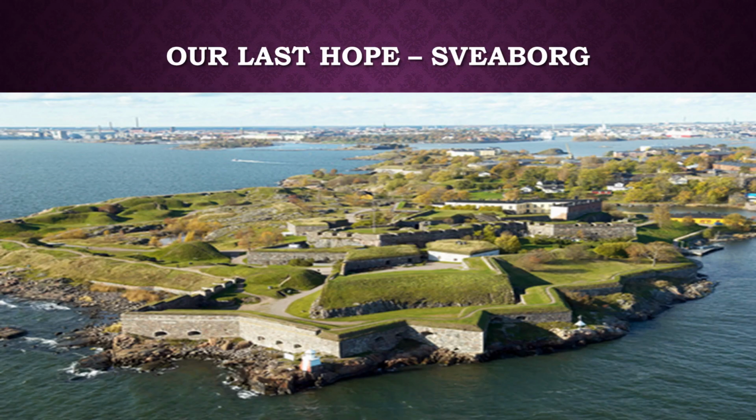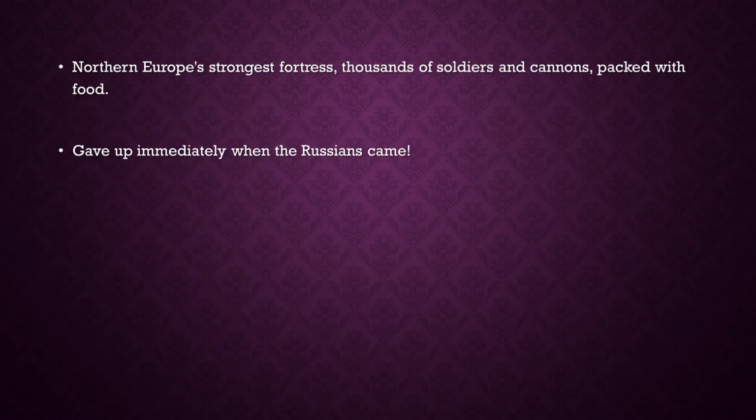The last Swedish hope during this offensive was Sveaborgs fästning. This was Northern Europe's strongest fortress. Thousands of soldiers, thousands of cannons, packed with food. But they gave up immediately when the Russian soldiers came.